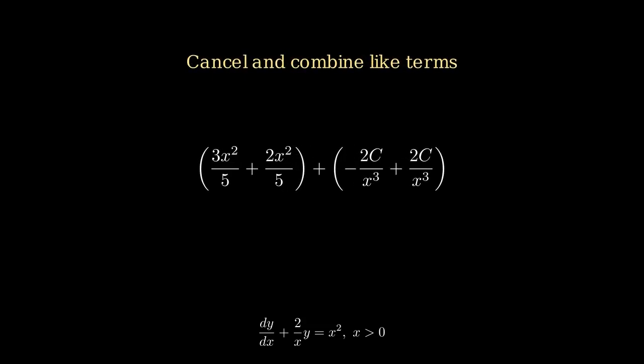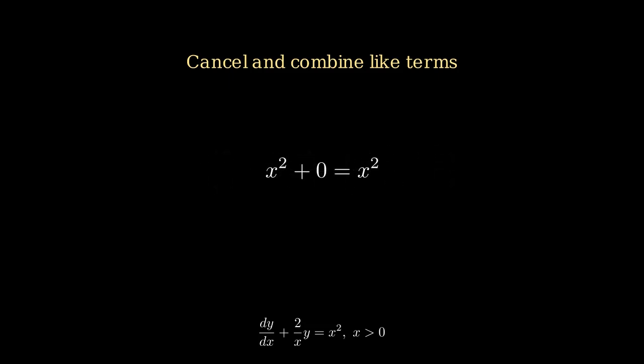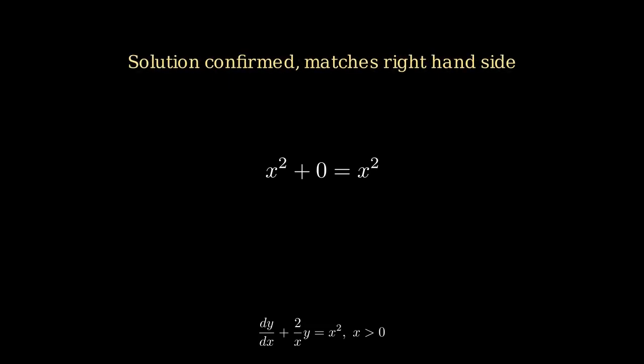Adding everything together, the 2 capital C divided by x cubed terms cancel, and the 2x squared terms combine to give x squared. This matches the right-hand side of our original equation, so our solution is confirmed. Y equals x cubed divided by 5 plus capital C divided by x squared.